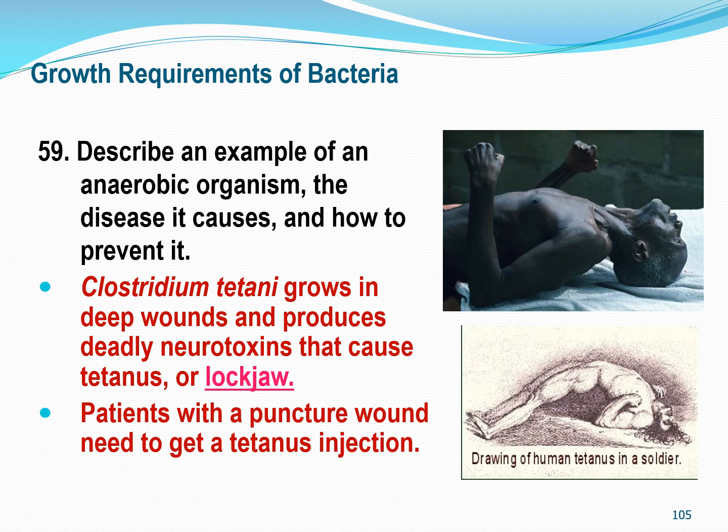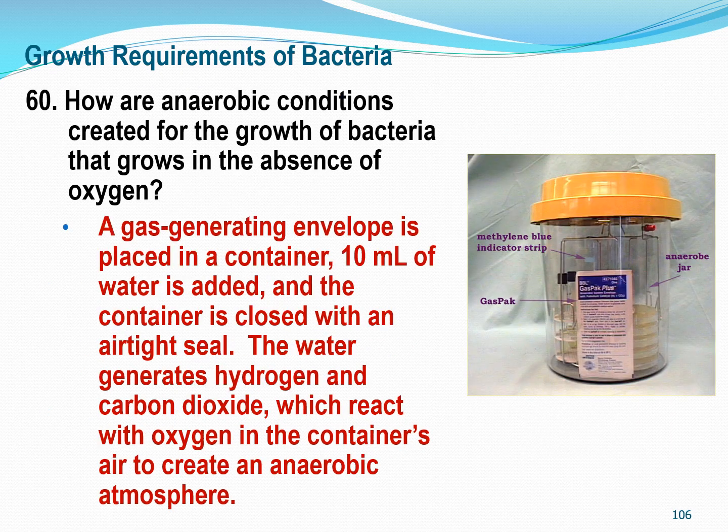So, growth requirements of bacteria. We want to describe an example of an anaerobic organism, the disease it causes and how to prevent it. Clostridium tetani grows in deep wounds and produces neurotoxins that cause tetanus and lockjaw. Patients with a puncture wound need to get a tetanus shot or injection. Here's some examples of what can happen to a person left untreated.